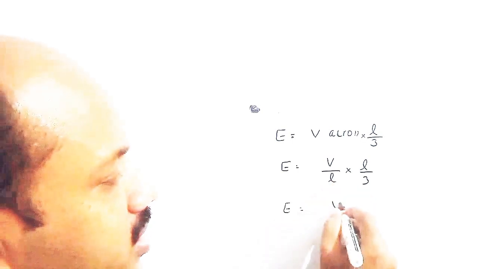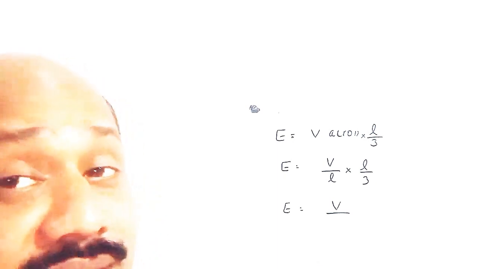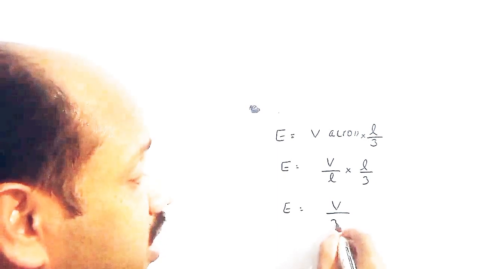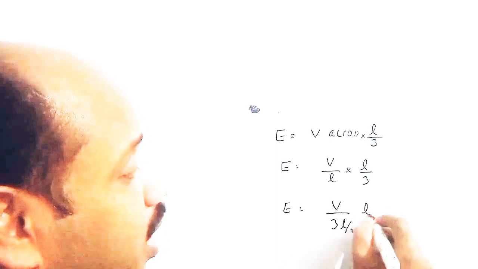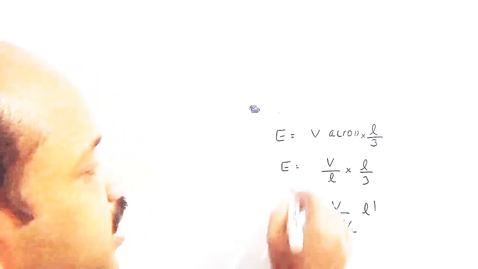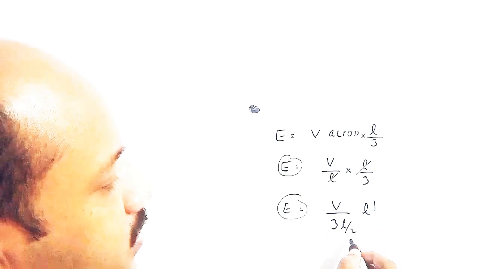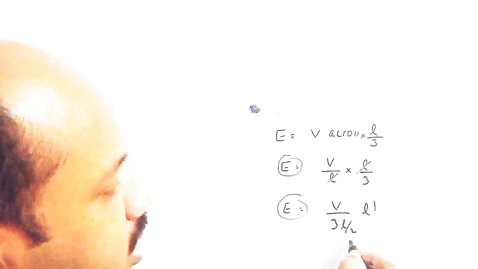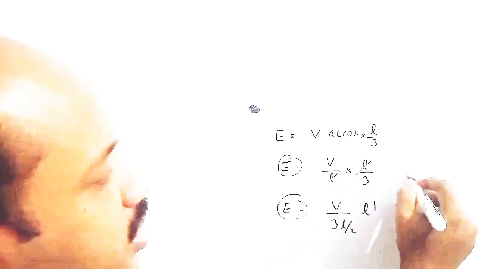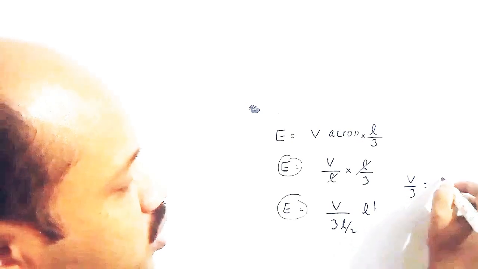Now, yes, next case. The potential difference V divided by the new length, which is L plus L by 2, that is 3L by 2. Now, L dash. Look, on comparing these two equations, what do you get? V by 3, right? This would cancel like this, V and V. V by 3 is equal to what?